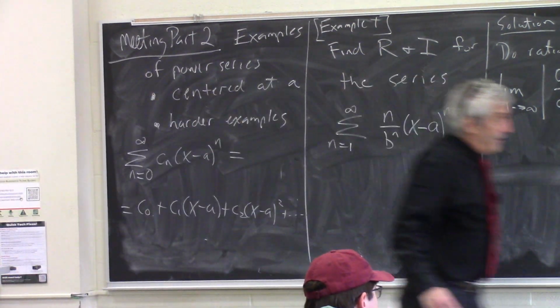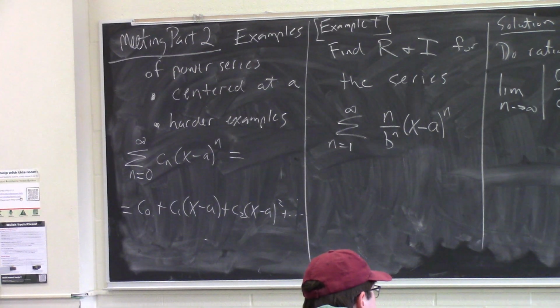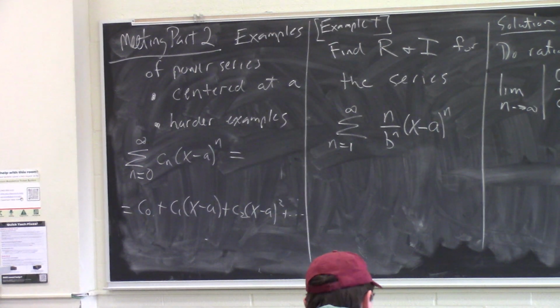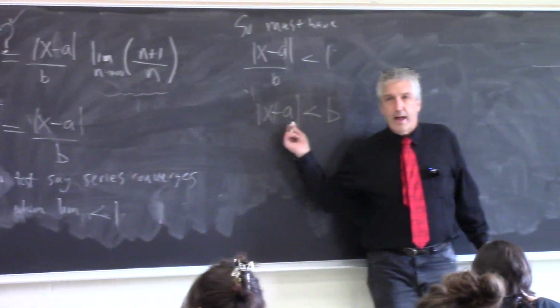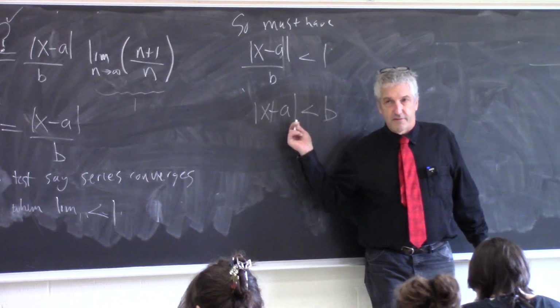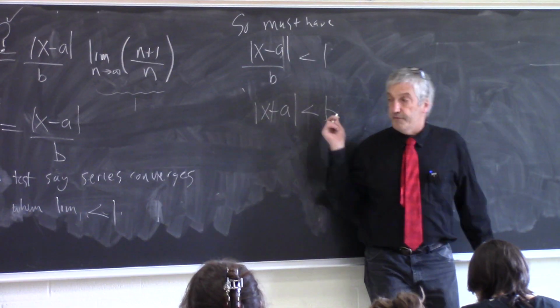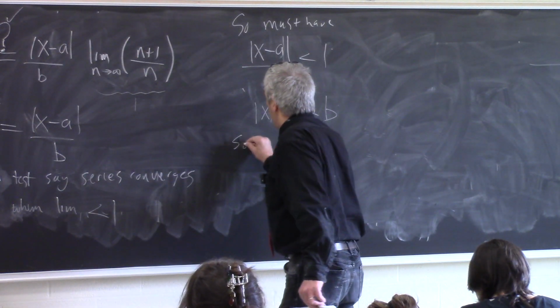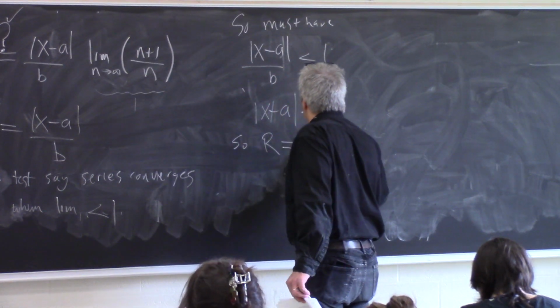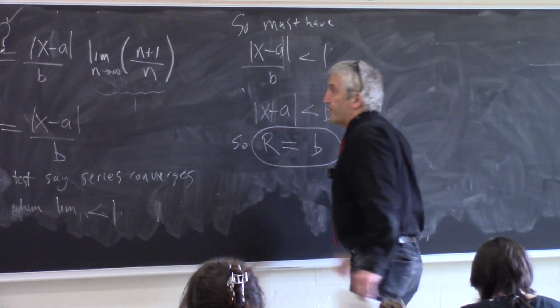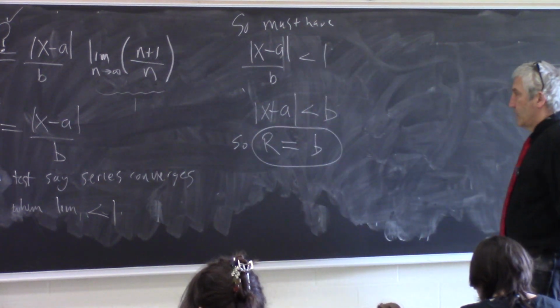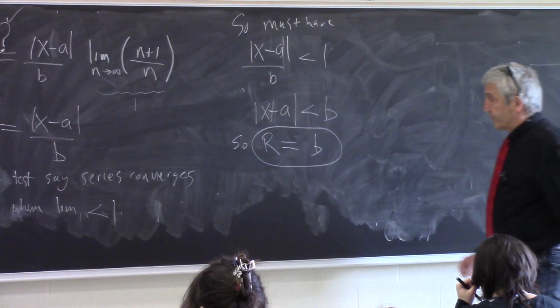So this is telling us how far x can get from a. The distance x can wander away from the number a is b. So this tells us the radius of convergence is the number b. So we've done part of our problem. Now, what about the interval of convergence?